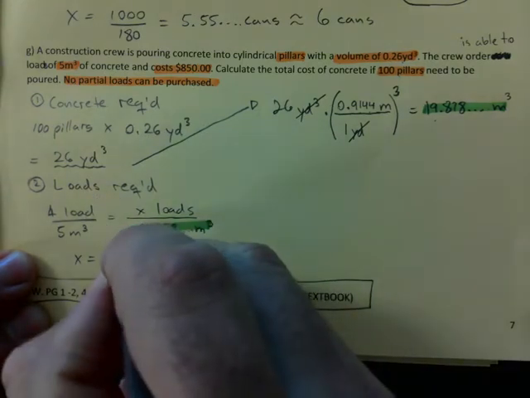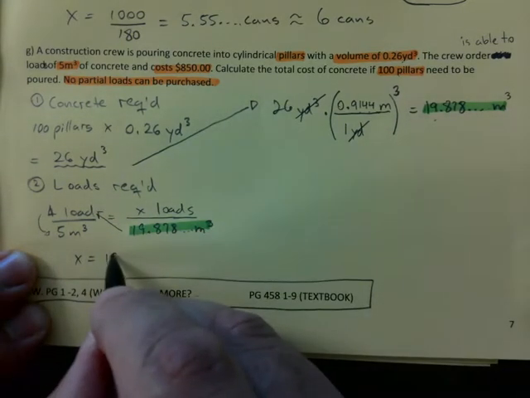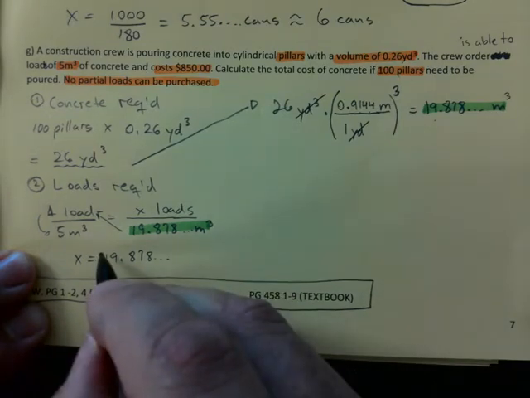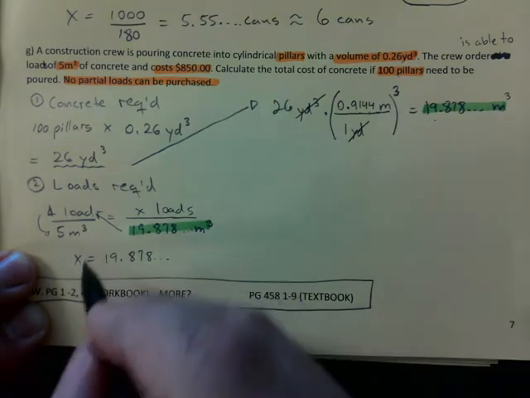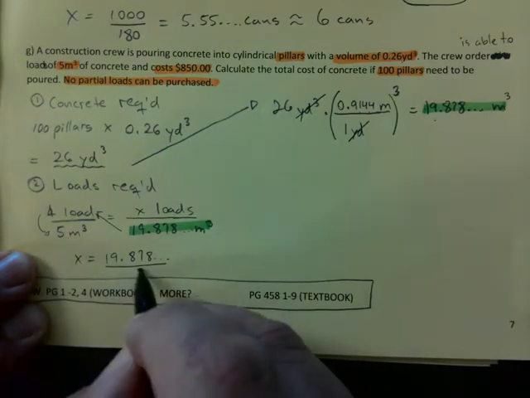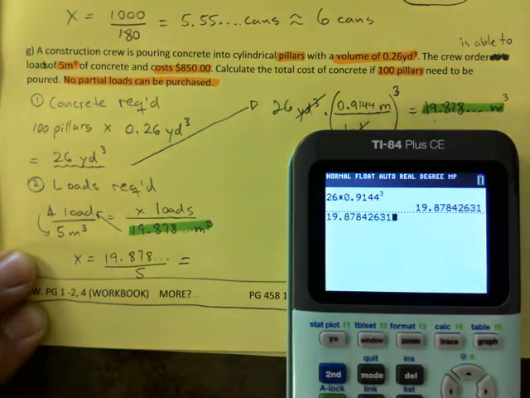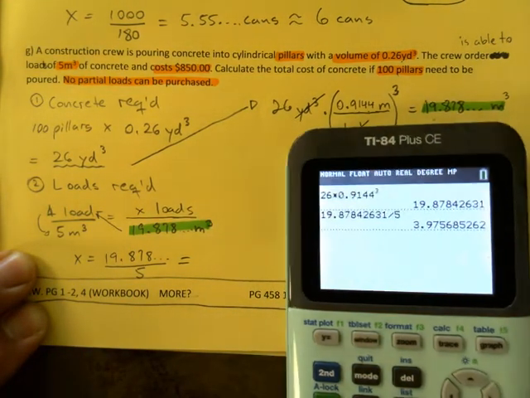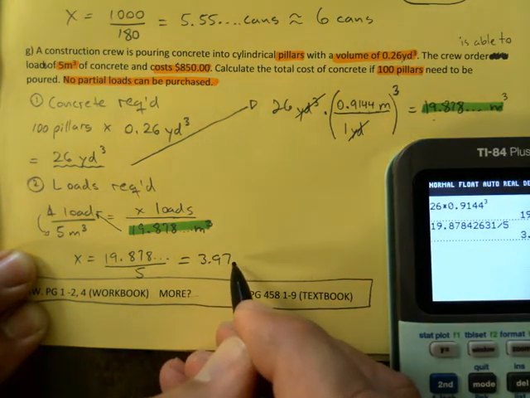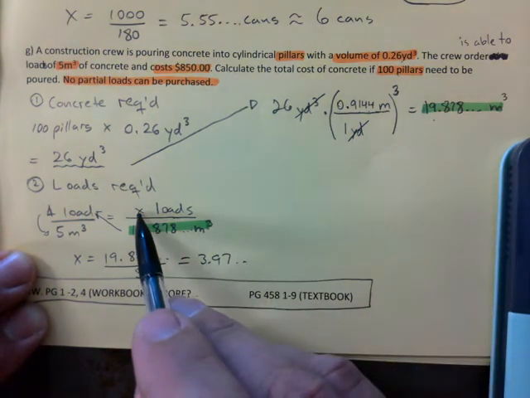Okay. So 19.878, that just means I'm using all the decimals. I'm using my calculator once I compute that. Times 1 divided by 5. So I'm going to copy that and then just divide it by 5. So that's 3.97, and that keeps going. What are we finding? Finding number of loads.